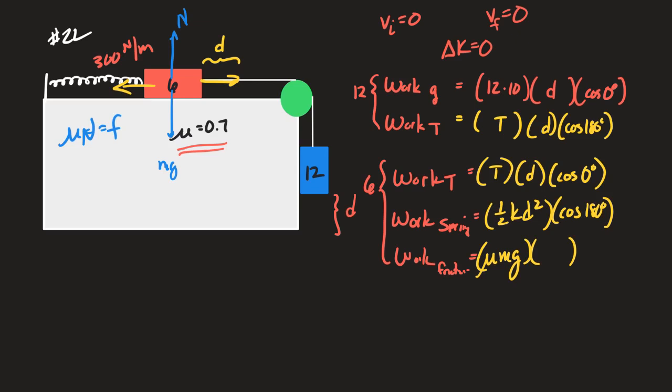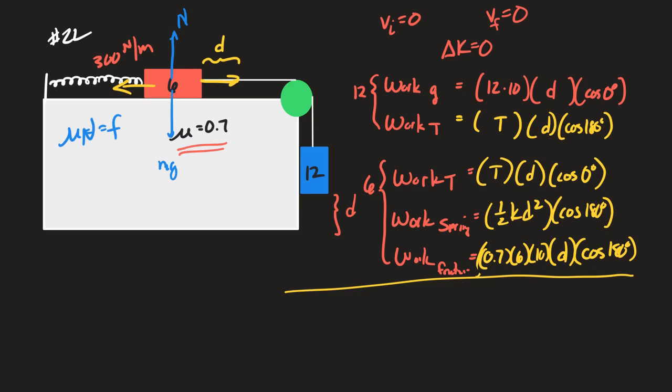That okay? Now look. All right, the whole class is leaving because they hate physics, but I'm going to keep going. And replace the mu mg with what we know it to be. In this problem, we know that mu is 0.7, m was 6, and g is 10. We still don't know how far the block goes, that's D, but it is cosine of 180 degrees. Now, that's it. Add all of these together, and that has to equal 0.